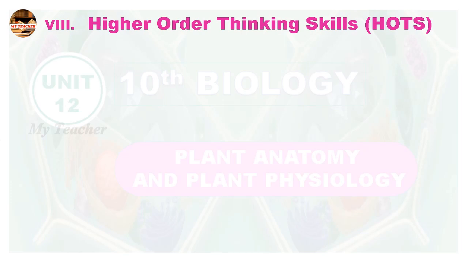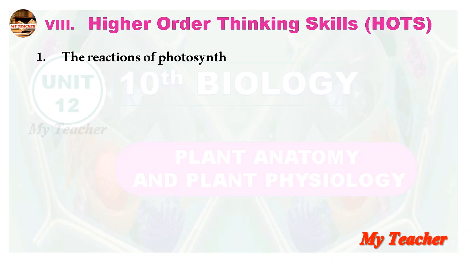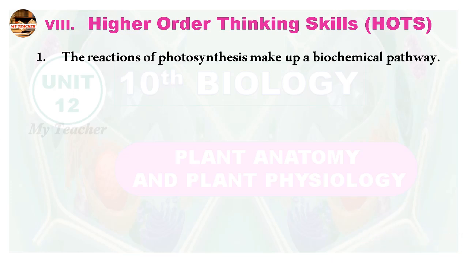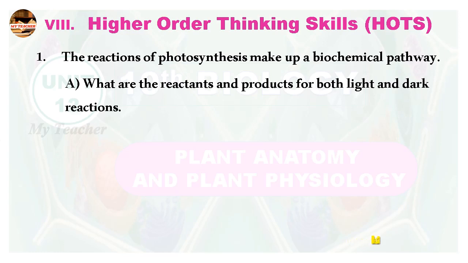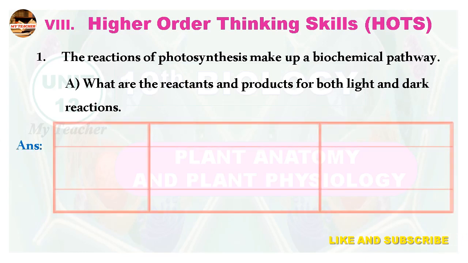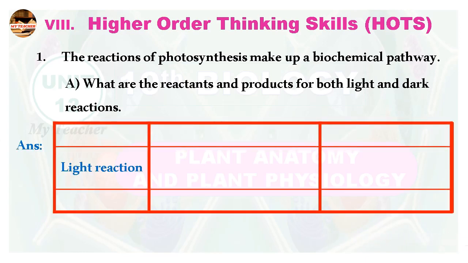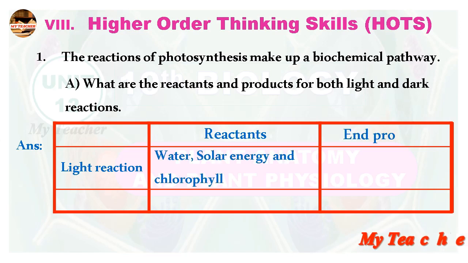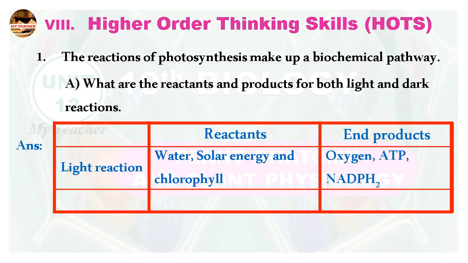Higher order thinking skills or HOTS. First question. The reactions of photosynthesis make up a biochemical pathway. A. What are the reactants and products of both light and dark reactions? Answer. Light reaction reactants are water, solar energy and chlorophyll. End products are oxygen, ATP, NADPH2. In dark reaction, reactants are CO2, ATP and NADPH2. End product is glucose.